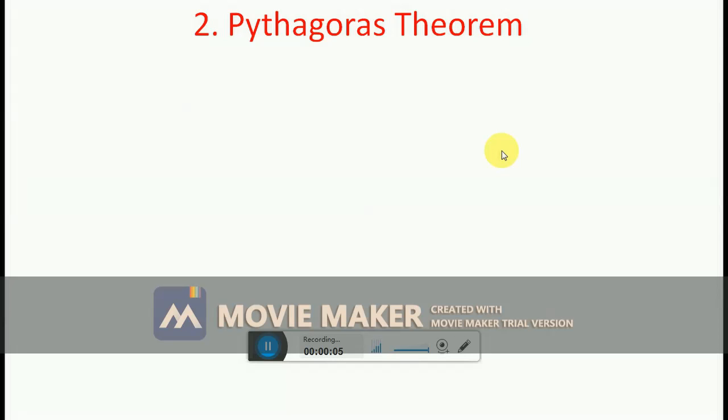Today we are going to learn Pythagoras theorem for class 10th. We have already taken two lectures on Pythagoras theorem, in which we discussed a few topics of this chapter, and there are a few topics which are remaining, which we are going to learn now. Let's see the topics of this chapter.